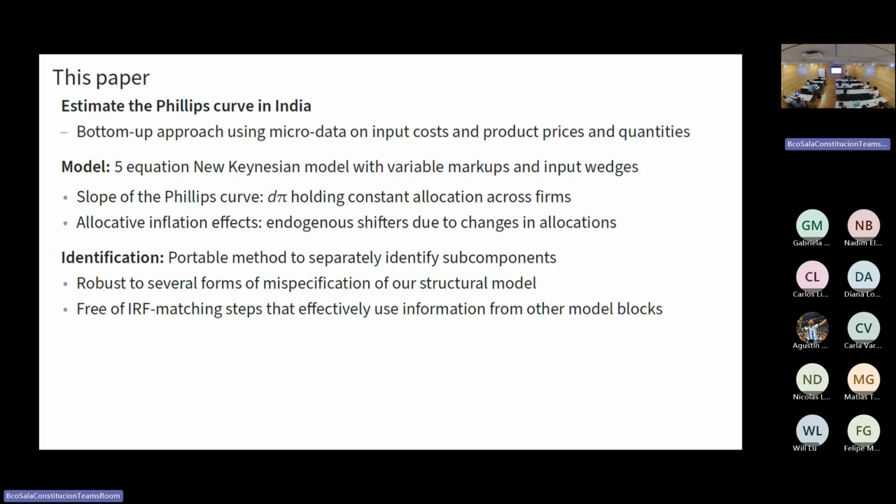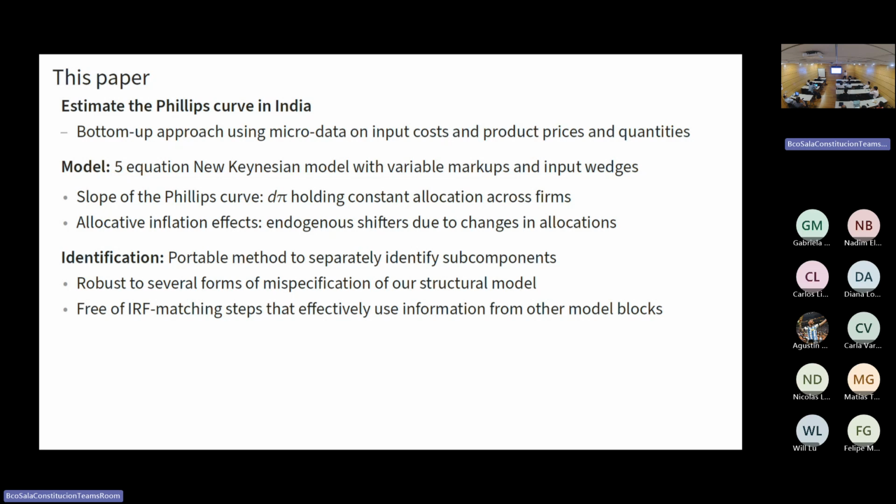So, for example, if we get the shape of preferences wrong, that doesn't matter. If we get one specific form in which the supply of inputs works wrong, that's not going to matter too much. I'm going to be very clear about that. And crucially, this approach is going to be free of matching IRF steps that the literature has used in the past to estimate the slope of the Phillips curve, which effectively use information from other subblocks of the model.